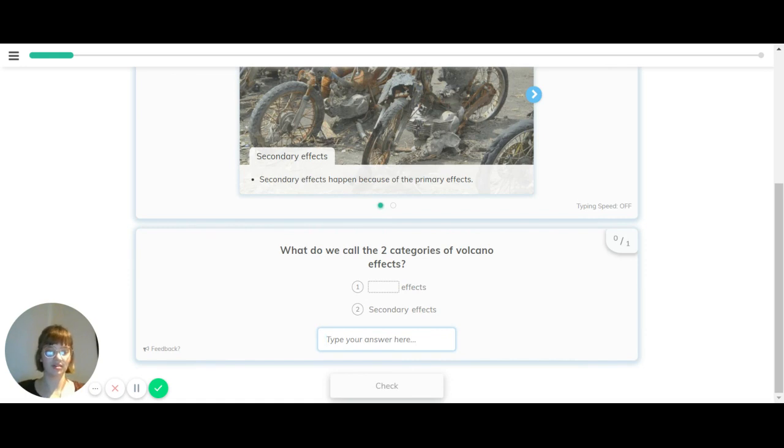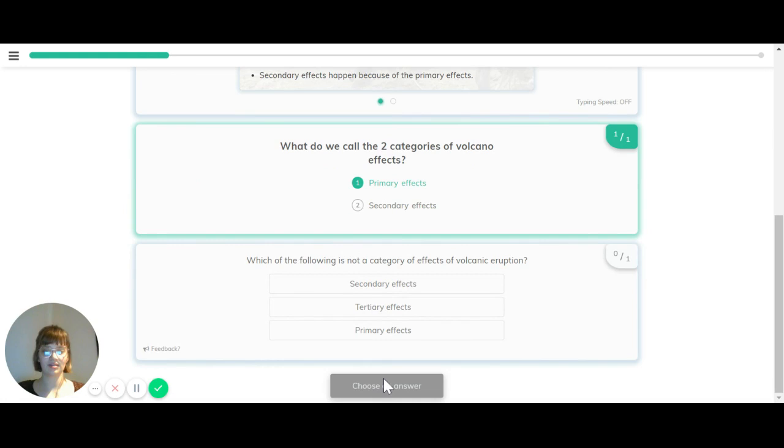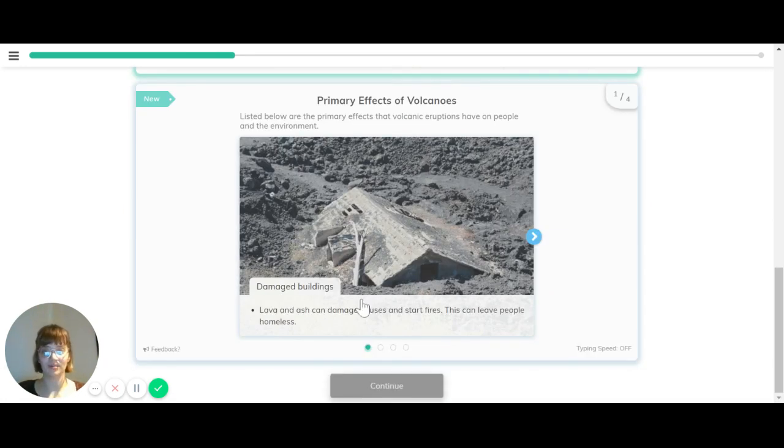So what do we call the two categories of volcano effects? These are primary and secondary effects. And tertiary effects is, for example, not a category. So let's have a look at the primary effects of volcanoes.